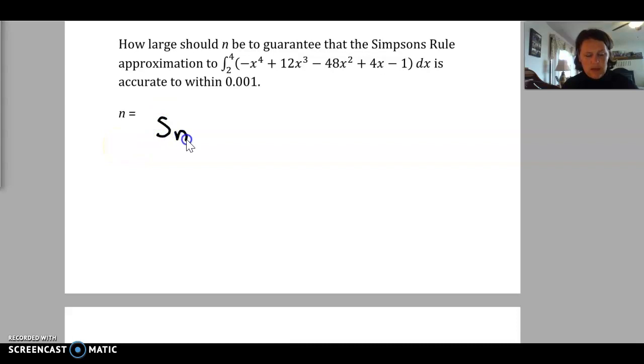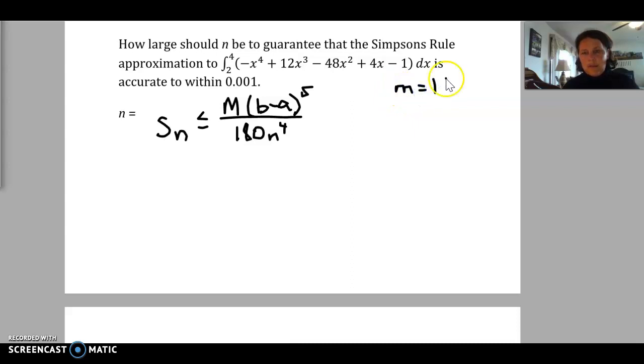So we have S sub n is less than or equal to m times b minus a to the fifth over 180 n to the fourth. And this is where m is the absolute value of the highest value of the fourth derivative of our function.